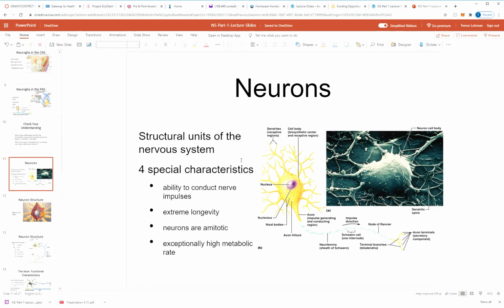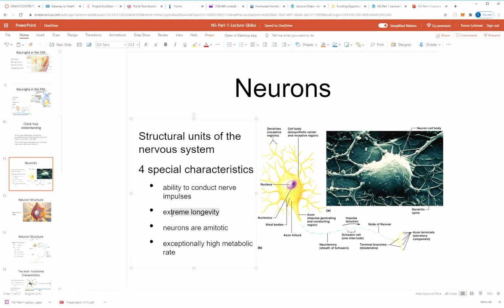So anyway, these cells have 4 special characteristics. Most obviously, maybe, is their ability to conduct electrical signals called nerve impulses. Not many cells can do this. Muscle cells can transmit these same signals, but other than that, it's really just the neuron. And the neuron is exceptional at it in that it can have tens of thousands of connections with other neurons, all of which are able to send and receive electrical signals, which is what makes the nervous system so complicated, is this immense amount of interconnectivity between these cells.